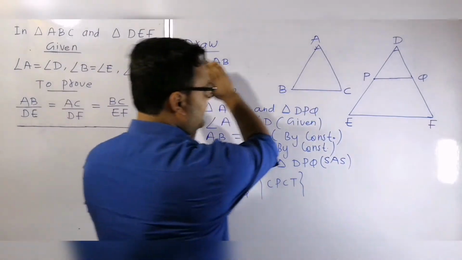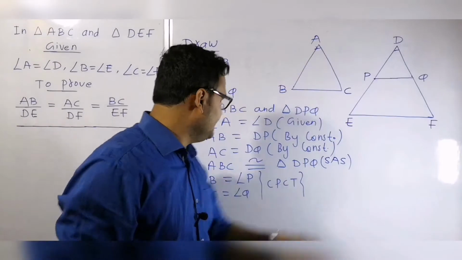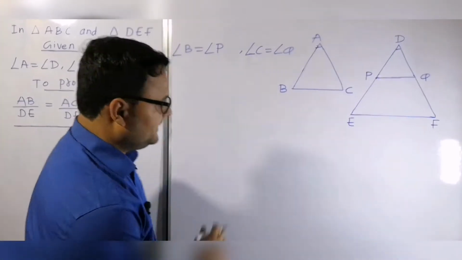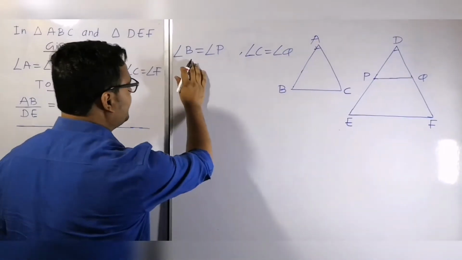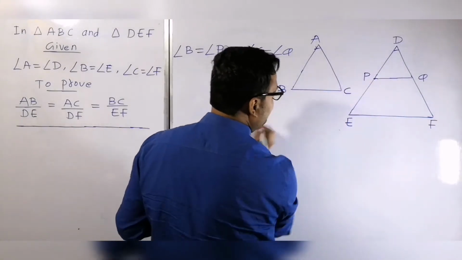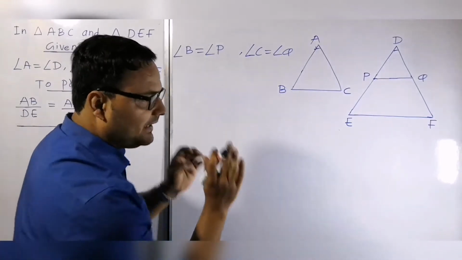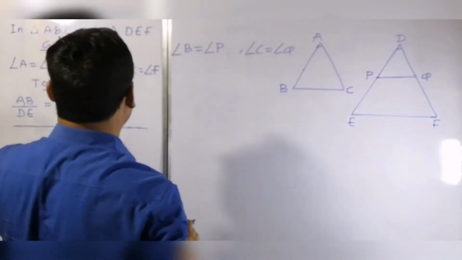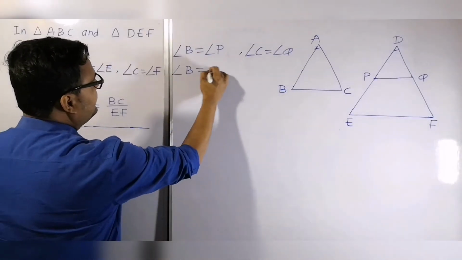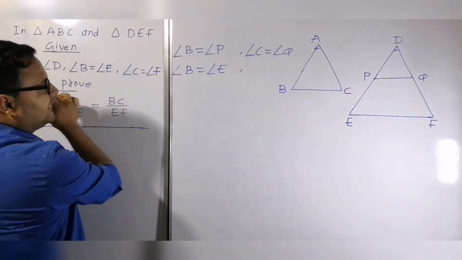So after proving the congruency, what we got? We got angle B equal angle P and angle C equal angle Q. What we got in CPCT? Angle B equal angle P. This angle B is equal to this angle P, and this angle C is equal to this angle Q. And what did we already have in the question? Angle B equal angle E, and this angle C equal angle F.